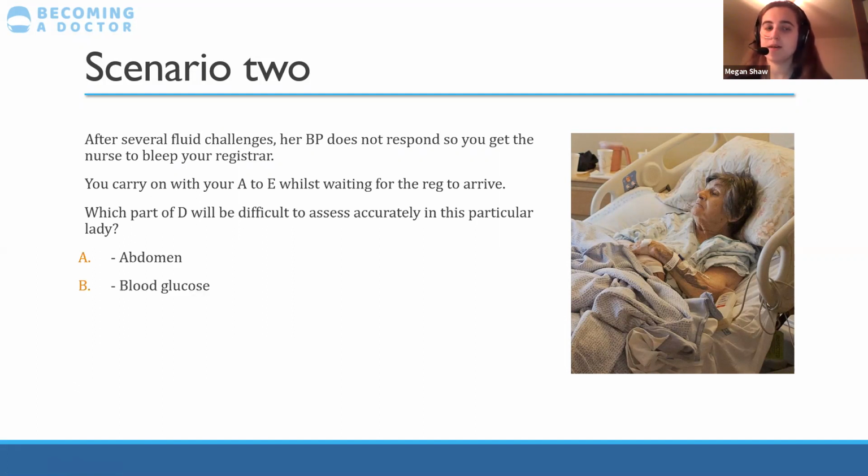Abdomen, blood glucose, long bones, urine output, or GCS? So I think we spoke about this earlier, but I will launch a poll and just give you 20 seconds.